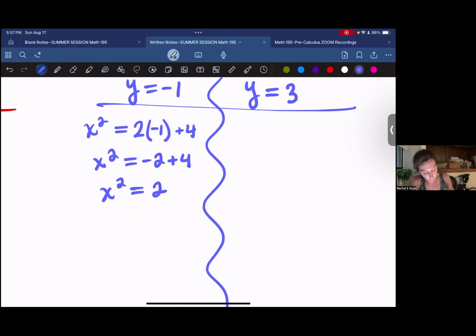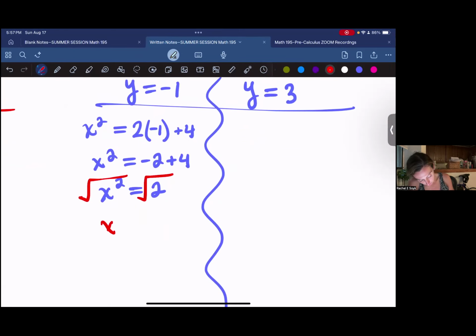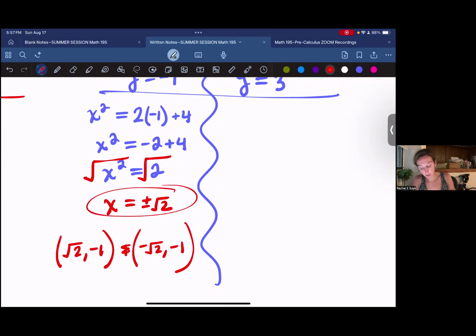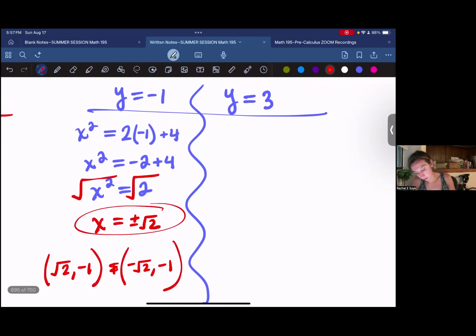And then when we take the square root of this, we get two potential solutions. We get positive square root of 2, and then we get negative square root of 2. Which means our two coordinates, when y equals negative 1, we get positive square root of 2, comma negative 1. And we get negative square root of 2, comma negative 1. Okay. Now let's look at our solutions when y is equal to positive 3.